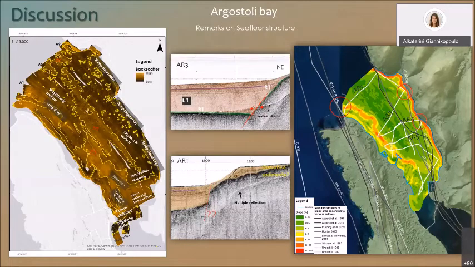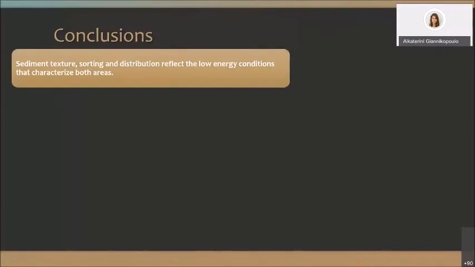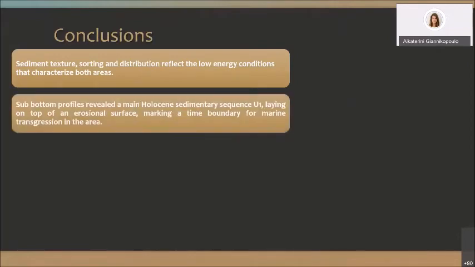Concluding, sediment texture, sorting, and distribution of the samples correspond to the low energy conditions that characterize both areas. The seafloor of Argostoli presents evidence of disturbance due to human activity. Sub-bottom profiles reveal the main Holocene sedimentary sequence, U1, laying on top of an erosional surface, marking a time boundary for marine transgression in the area.